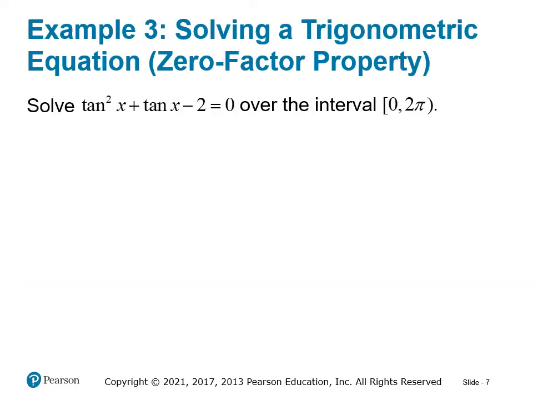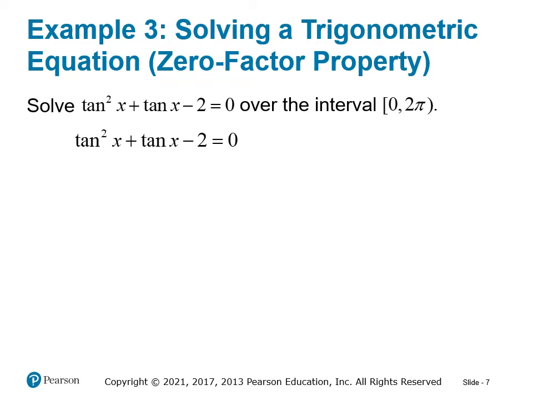Let's look at another problem now. Solve tangent squared x plus tangent x minus 2 equals 0, again over the interval 0 to 2 pi. Here, of course, the interval is in radians, so we have to keep that in mind. And if we're doing calculations with our calculator, we need to make sure we're in radians again, especially after the last problem was in degrees.